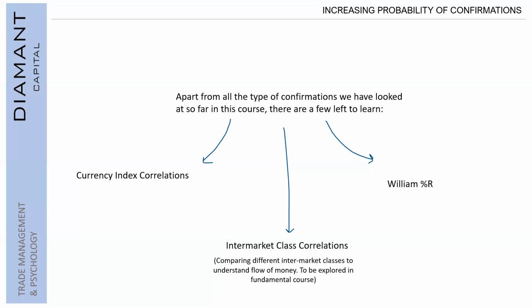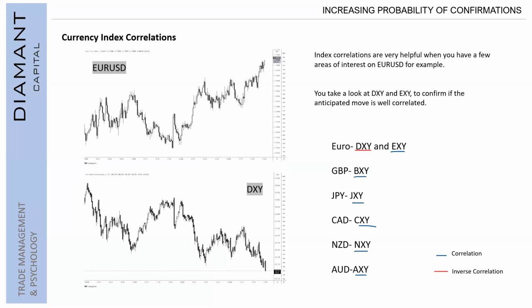And then Williams percent R is an indicator that we brought up previously. Mainly look at it for divergences, but also when you're trading on the lower time frames, which I'm going to explore now. So, currency index correlations. Index correlations are very helpful to you when you have a few areas of interest on EU, for example. You take a look at DXY and EXY, which is the index for the euro, to confirm if the anticipated move is well correlated.